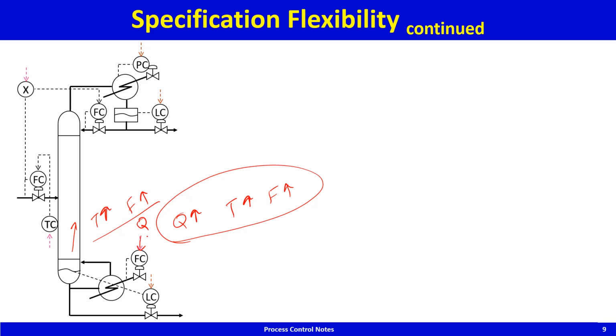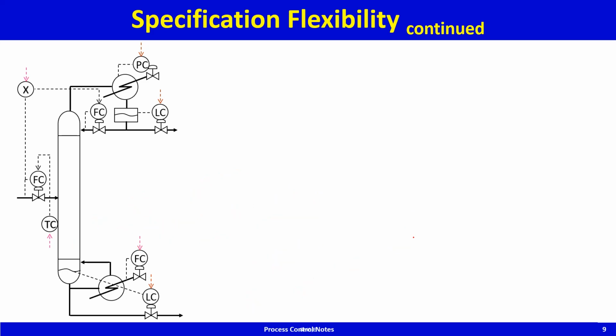In the previous control structures, it was the fresh feed to the column that was used as the processing rate manipulator. So the set point used to manipulate the processing rate is also referred to as the throughput manipulator, TPM.